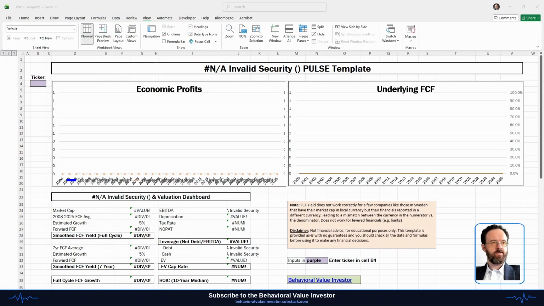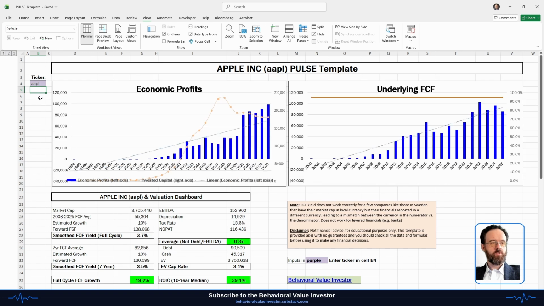With that, let's go. I'm going to launch Excel here, and I'm going to type in the ticker. You can see the template is not populated right now. I'm going to type in the ticker right here, and hopefully the data will come up in just a second or two. Here we go. So let's start with the P, which is economic profits here in the upper left corner.